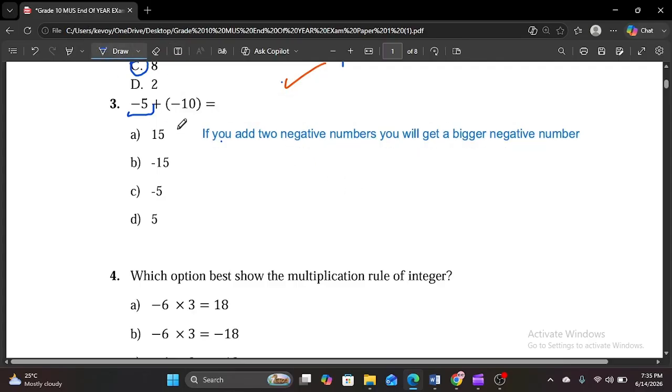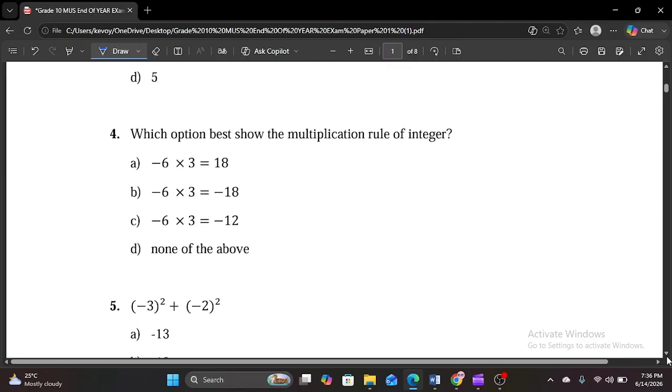All right, so that means 5 plus 10. 5 plus 10 is going to be equal to 15. So what kind of 15 would that be? That's going to be -15. All right, moving right along.